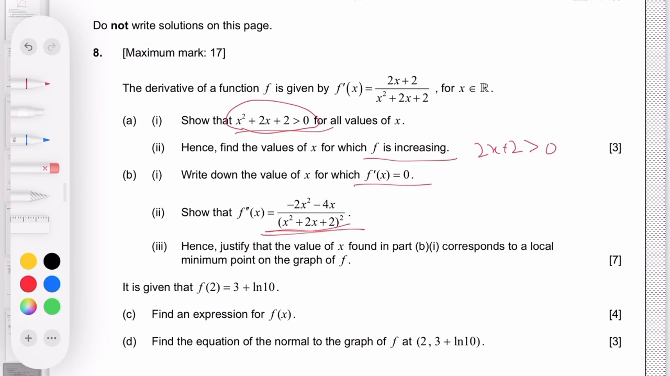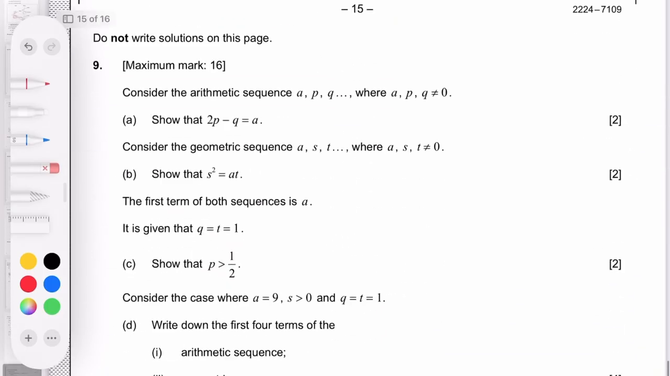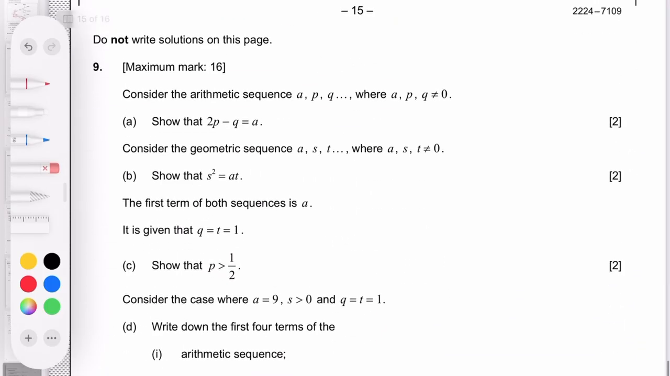And then given f'', they want you to find the original, that would be an integration question. You integrate this. Should be obvious you need substitution, right? And then equation of normal. Okay, that's not too bad. Question 9 should be quite hard.